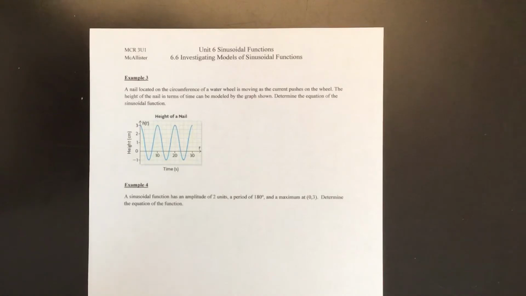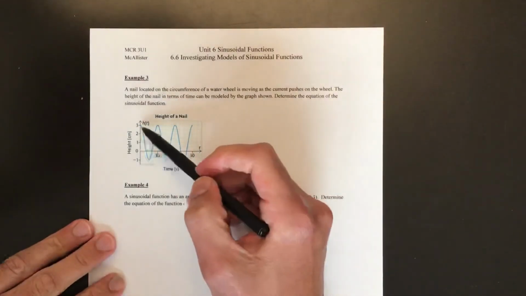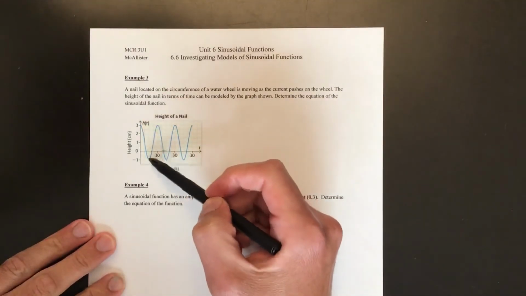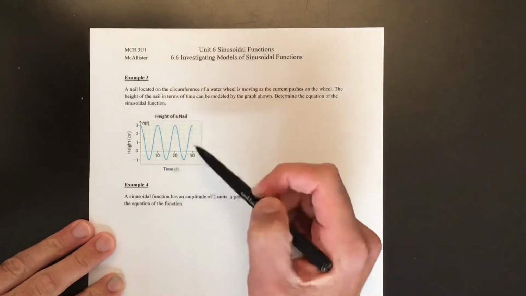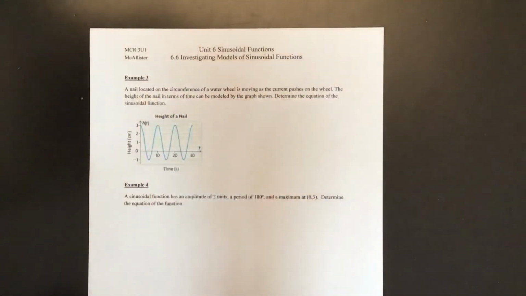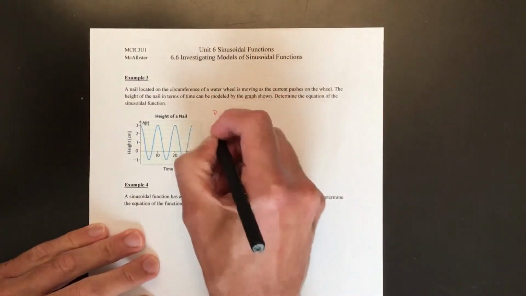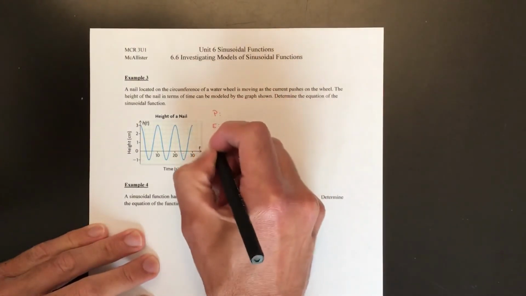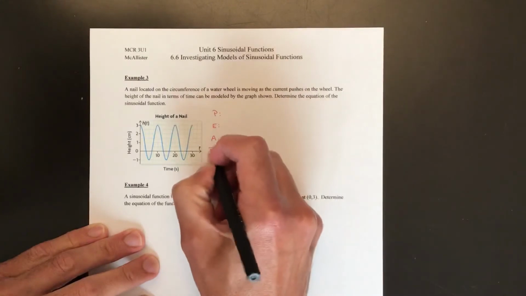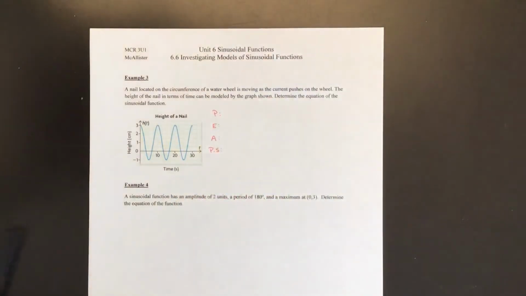The height of the nail in terms of time: the nail at the top of the water wheel goes of course to the bottom, back up to the top, back down to the bottom. We want the equation of the function. So again, we want PEEPs: period, equation of the axis, amplitude, phase shift.